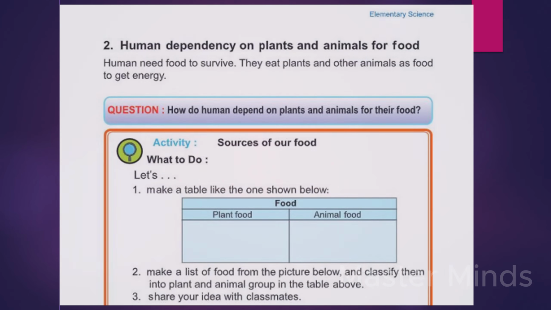Next page. 2. Human dependency on plants and animals for food. Humans need food to survive. They eat plants and other animals as food to get energy. Question: How do humans depend on plants and animals for their food? So the activity is sources of food. We have to answer this activity by drawing a table like this. So let's see the answer.